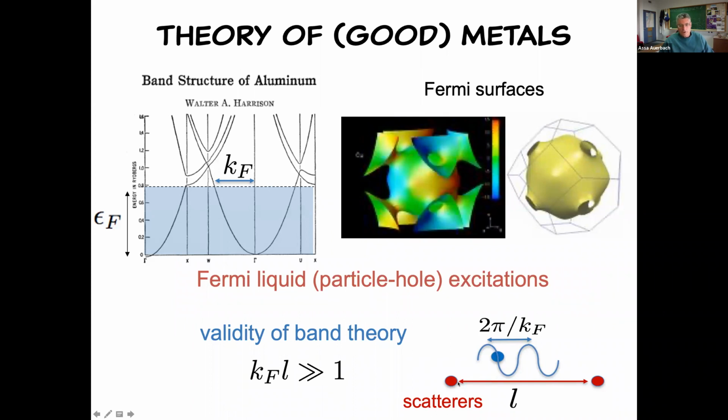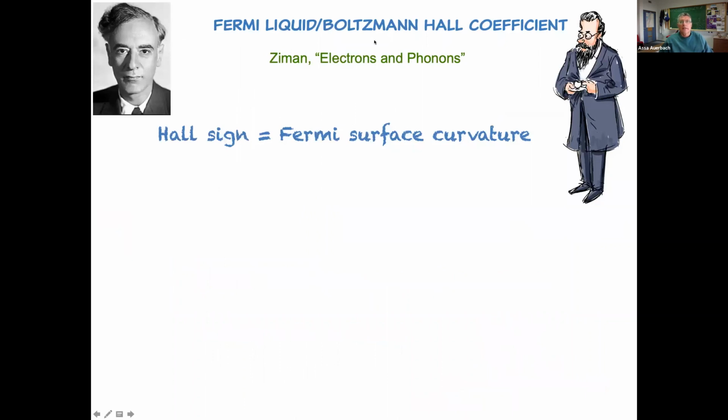The wavelength has to be shorter than the distance between scatterers. Otherwise, you cannot really define well-defined K states and the Fermi surface is destroyed. So if the band theory is valid, which it is in many good metals, one could use a more complicated transport theory than Drude, which is called Fermi liquid Boltzmann theory.